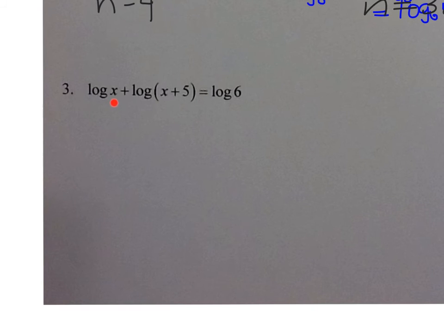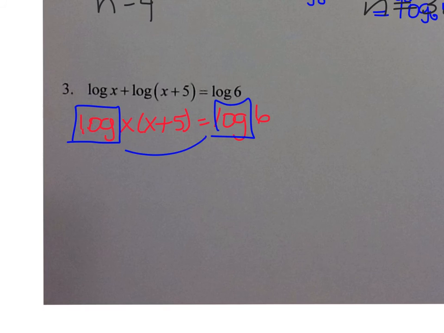I see here I have log x plus log x plus 5 equals log 6. So remember, there's no base written. That means it's base 10. I see a plus comes from them being multiplied. So it's log of x times x plus 5 is equal to log 6. All right, so they're both log base 10. They have to be equal to each other, so therefore x times x plus 5 has to be equal to 6.